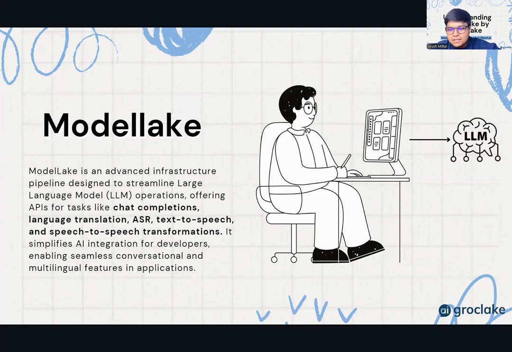Modellake is an advanced neural structure pipeline designed to streamline large language model operations, offering APIs for tasks like chat completions, language translation, ASR, text to speech, and speech to speech transformation. It simplifies AI integration for developers, enabling seamless conversational and multilingual features in applications. In this session, we will cover how you can use Modellake to create AI applications with features like language translation, text to speech, speech to speech transformation, and chat completions. These are all part of NLP, which we'll cover later.